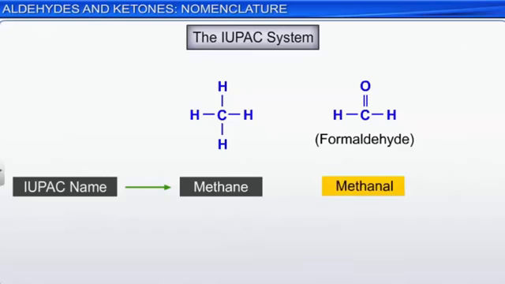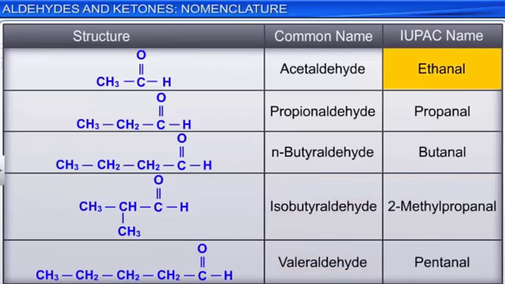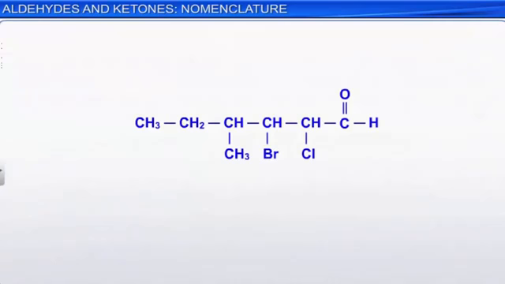Similarly, the IUPAC names for acetaldehyde, propionaldehyde, n-butyraldehyde, isobutyraldehyde, and valeraldehyde are ethanal, propanal, butanal, 2-methylpropanal, and pentanal respectively. The substituents in the aldehydes are prefixed in alphabetical order along with numerals indicating their positions in the carbon chains. Thus, the IUPAC name of the given compound can be written as 3-bromo-2-chloro-4-methylhexanal.